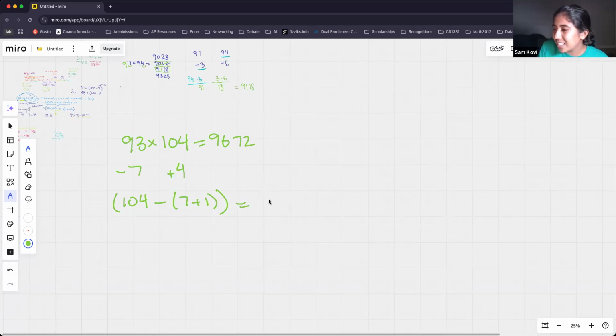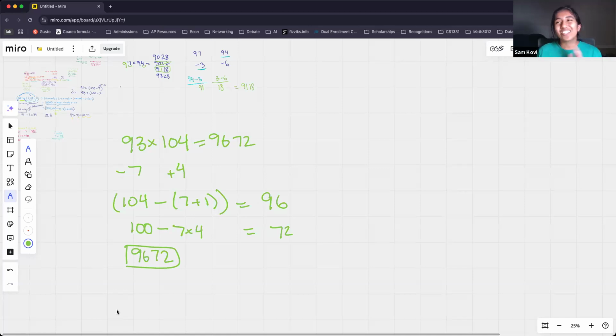Good. I see a lot of people saying 96, and that is absolutely correct. Good. And then for my last 2 digits, I'm going to do 100 minus 7 times 4. So I'm going to subtract the product of those two numbers. So what does that come out to be? 72, absolutely. So putting that together, I get 96, 72, and that is actually my final answer.